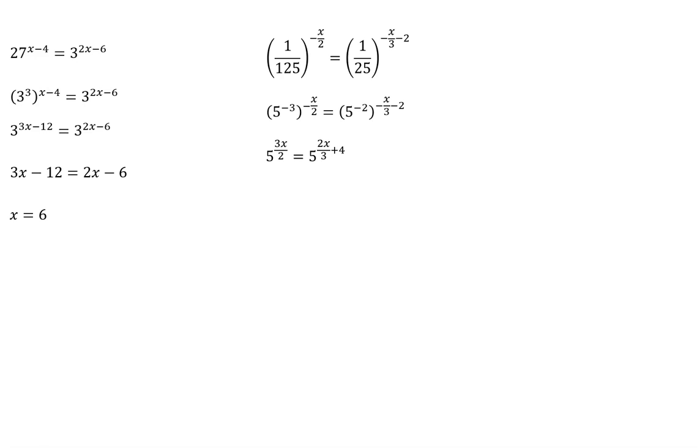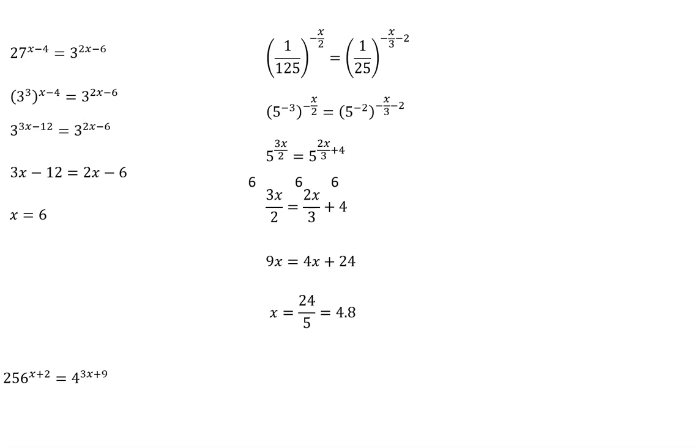Now, since the bases are the same and the expressions are equal, we set the exponents equal to each other. And now we have fractions. We want to find a common denominator, which would be 6. So we multiply every term by 6, and we get 9x equals 4x plus 24. So subtract the 4x, divide by 5, and we get x equals 24 over 5, or 4.8.